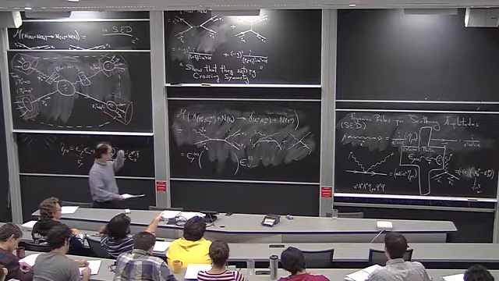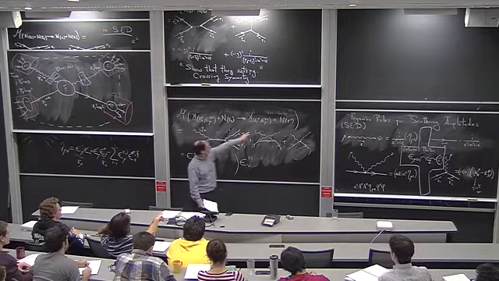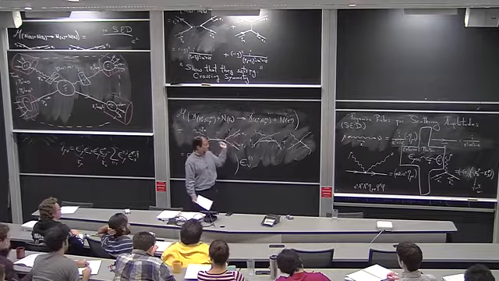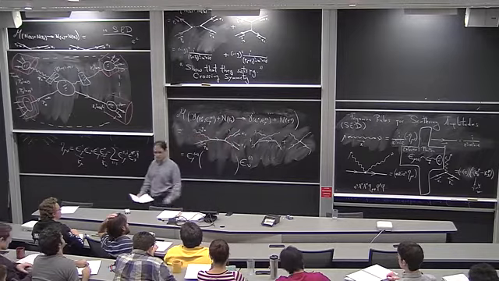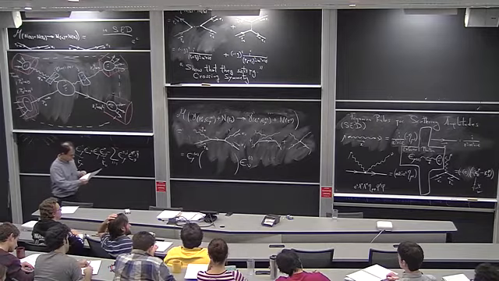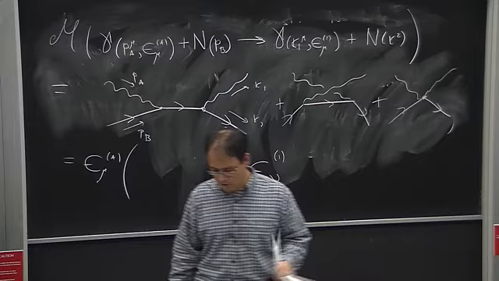Why epsilon mu star? Because I told you what the polarization vector of the outgoing particle is. If you want to think about this as an incoming particle, you have to put the star. Well, that's part of another discussion.